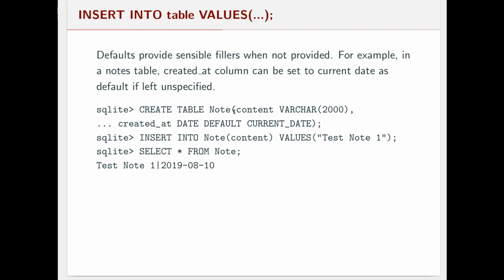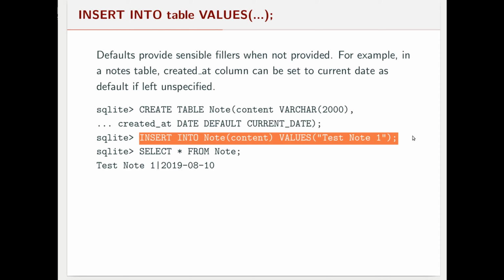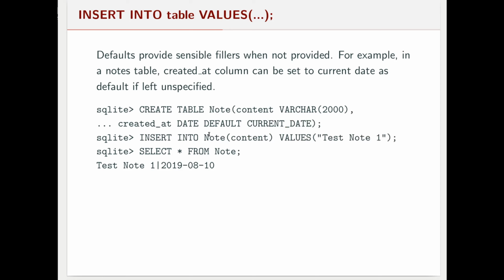Here we have a note table with the content and created_at columns. Here the created_at column has a default of current_date. That is, in the SQLite 3 world, it will insert the current date when the created_at column does not carry a value. So here is the insert statement that makes use of this feature. We have an insert into note, and here we are specifying just the content, and then in the values we have just one row being inserted. You'll notice here that the date gets inserted because we have a default of current_date.